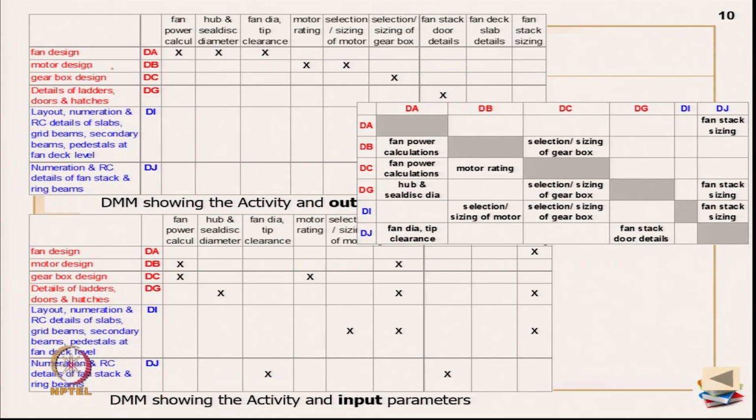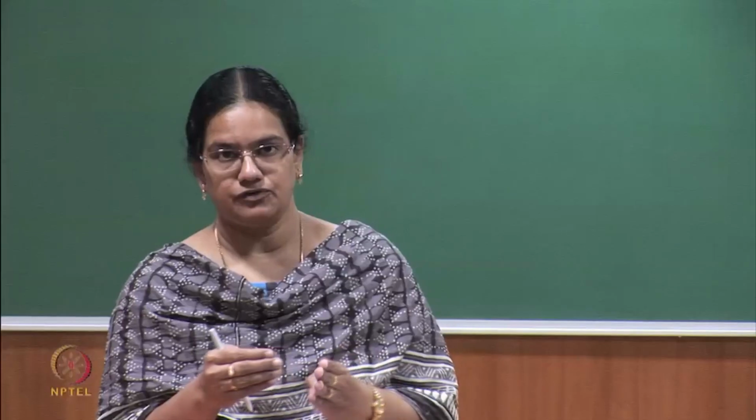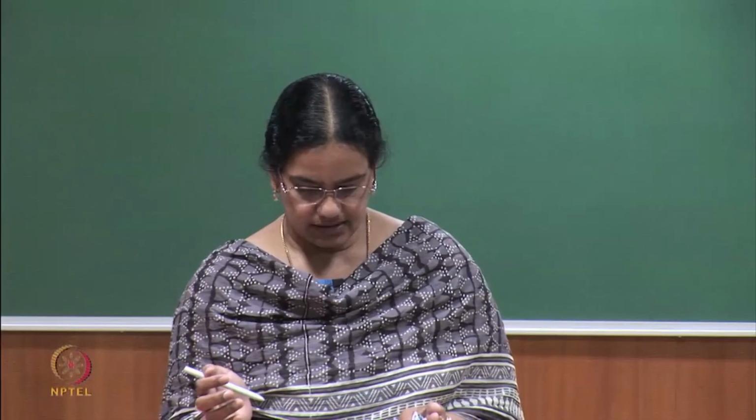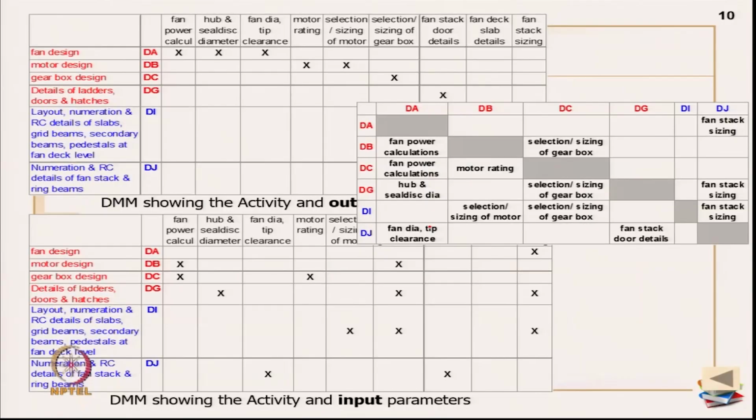In the same way, fan design also releases fan diameter and tip clearance, which is required for activity DJ, which is the numeration and RC details of fan stack and ring beams. So, primarily the fan diameter and tip clearance is the input which is traveling from one activity to the other activity. In the same way, we can travel through the entire activity DSM.